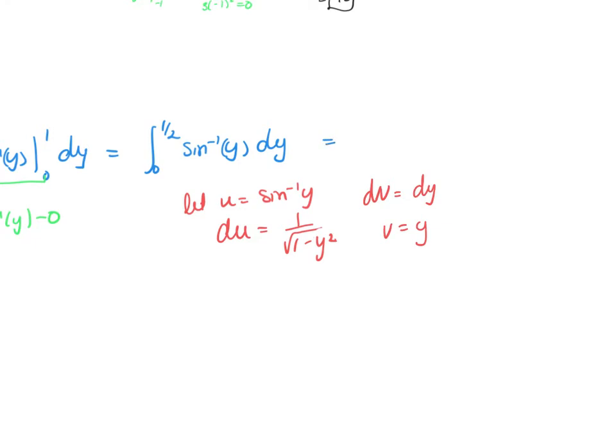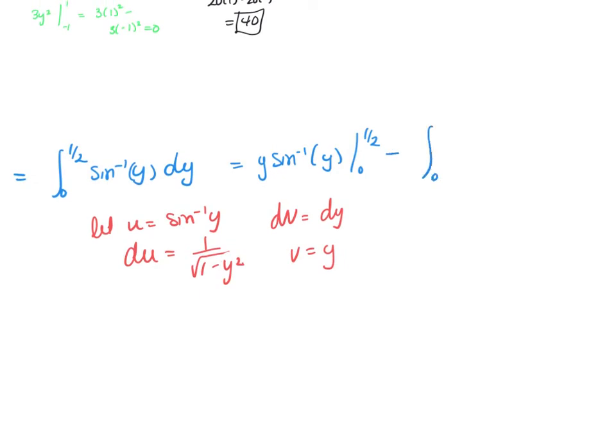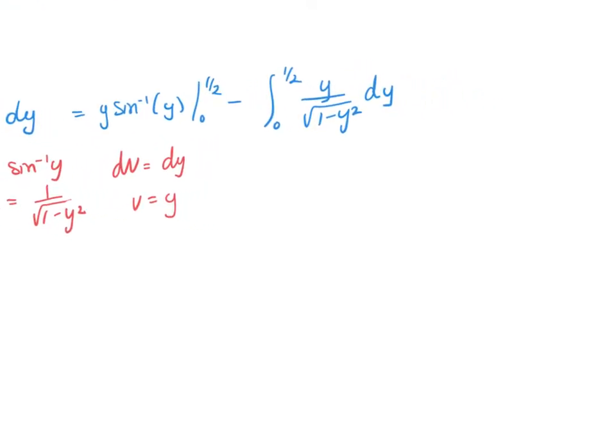So then this goes to y times the sine inverse of y, evaluated from 0 to 1/2, minus the integral from 0 to 1/2 of y divided by the square root of 1 minus y squared dy. And you're thinking, oh, yay, we're going to do another u substitution here, and you're right. We're going to let u equal 1 minus y squared. du is going to equal negative 2y dy, so negative 1/2 du is going to equal y dy.